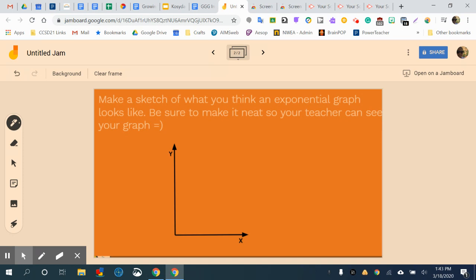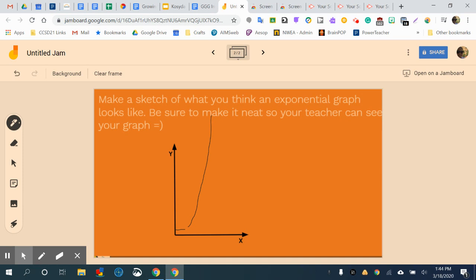So when we sketch an exponential graph, we want to show that. We want to show that it starts kind of slow and then it goes up pretty fast. Okay, so that is what an exponential graph would look like. We will do more with that with real data in the future so that you will get a better grasp on it.